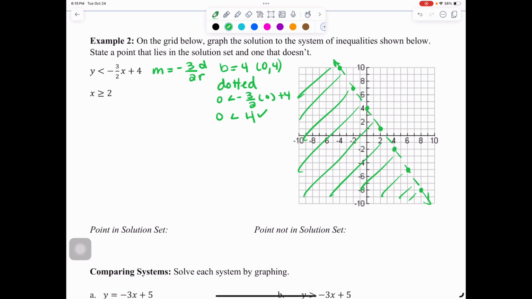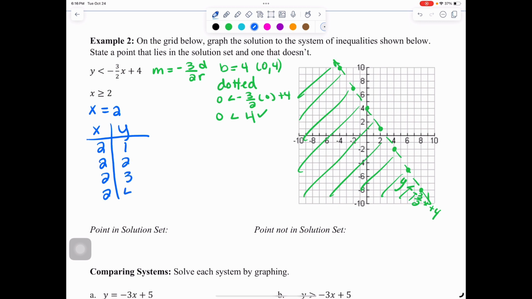And then we are going to label our inequality with y is less than negative 3 halves x plus 4. So for the second inequality, you see there's only one variable. So we talked about these before. We are going to plot this as if it's x equals 2, which means that no matter what my y is, my x is always going to be a 2, no matter what my y value is.